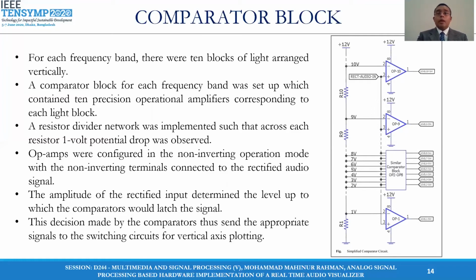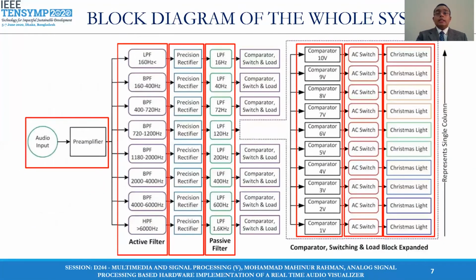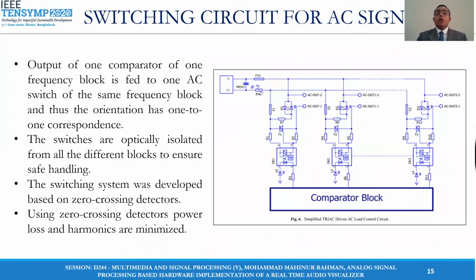From each comparator block, 10 signals move into one AC switching block, and for one comparator we have one AC switch. These AC switches just turned on the specific blocks of the light. So if the amplitude reached up to 5 comparators in a comparator block, then 5 switches would be turned on in the AC signal switching block, and thus 5 blocks of light would be illuminated.